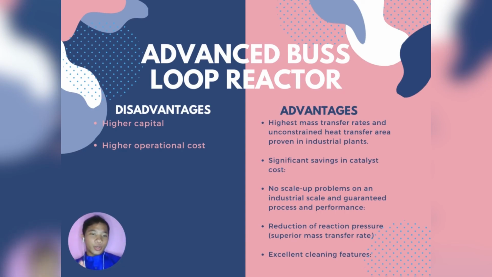This reactor also has its disadvantages, which are higher capital and higher operational cost, meaning more energy. In this case, 5 kW/m³ is used to disperse the hydrogen in the liquid, whereas in a traditional stirred vessel the energy requirement is typically between 2 and 3 kW/m³.